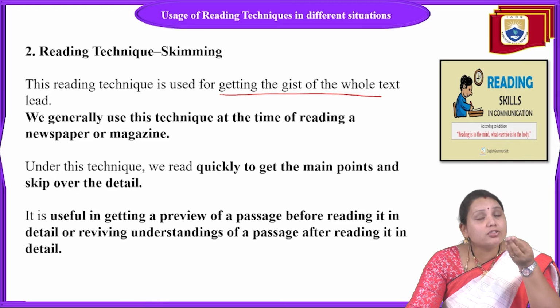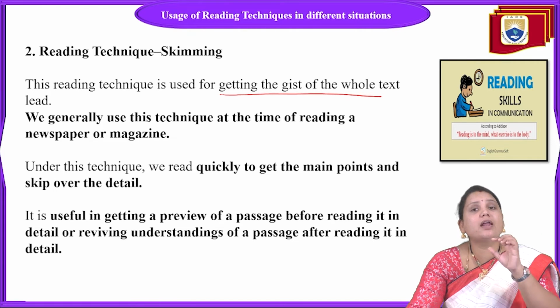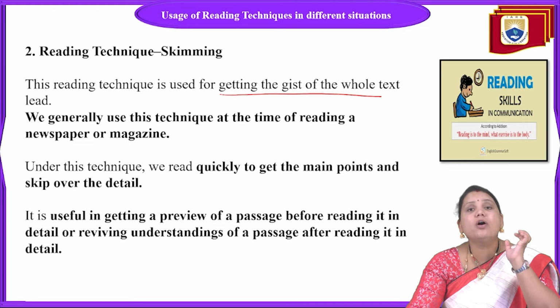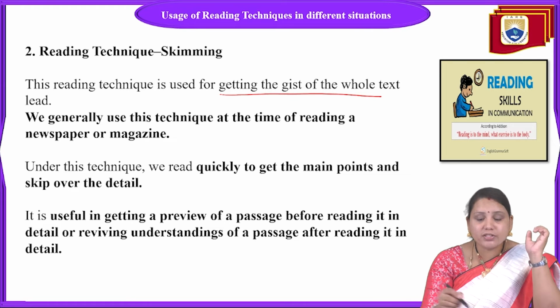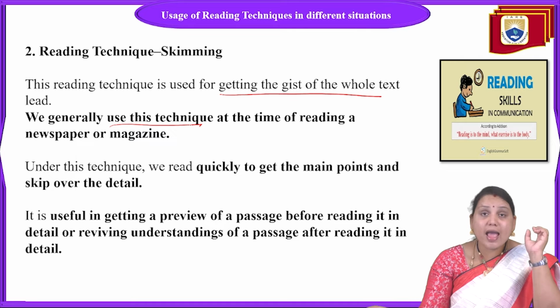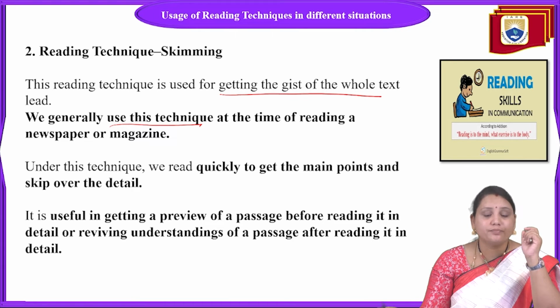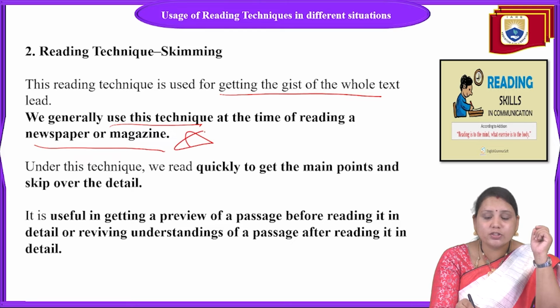Through the introduction, some points you will gather, and from the main body, some points you will gather, and from the conclusion, you will gather some points, such that you can make the gist of that particular content in a way that makes it possible to understand the text. That is, having a small gist or summary of the text is your skimming technique. We generally use this technique when reading a newspaper or magazine.